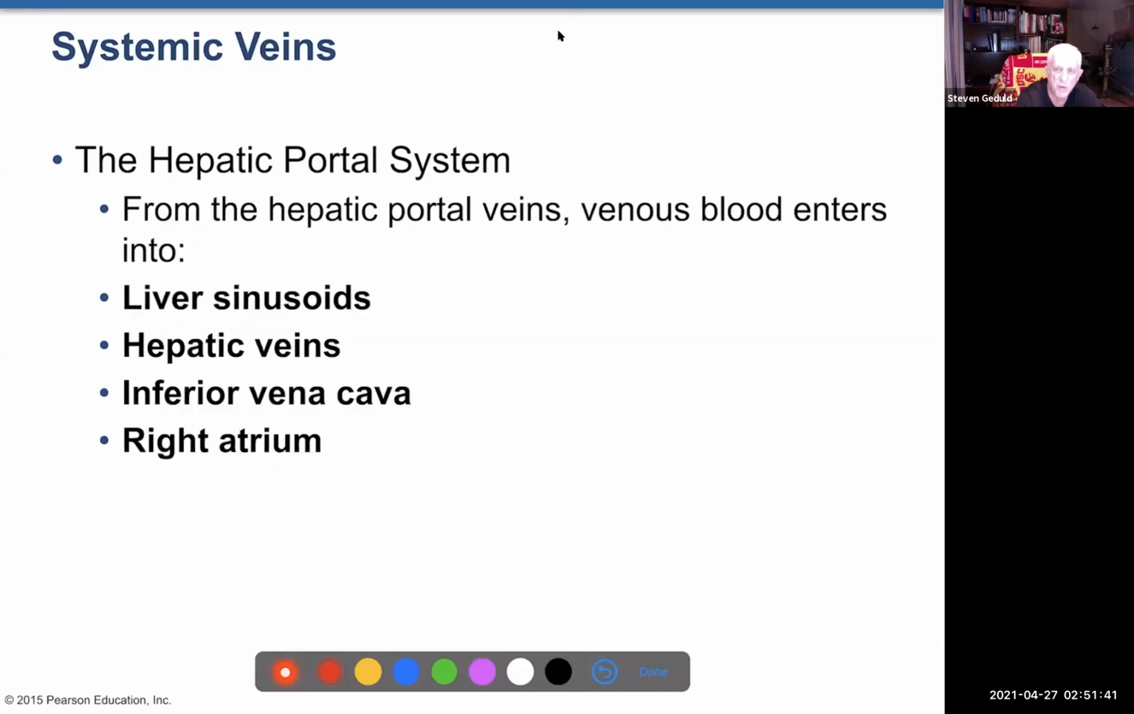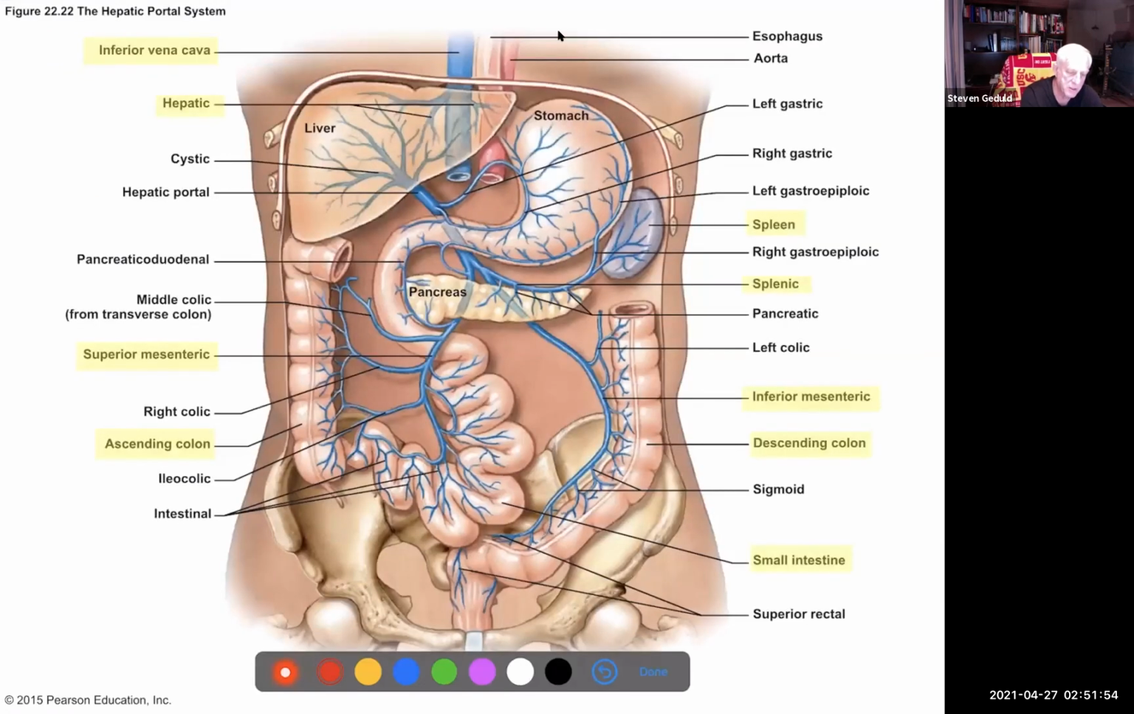From the hepatic portal veins, venous blood enters your liver sinusoids, then the hepatic veins. From the hepatic veins it goes into the inferior vena cava, into the right atrium. You can see here's your inferior vena cava, we're going to drain into it. Everything below the diaphragm is draining into that.